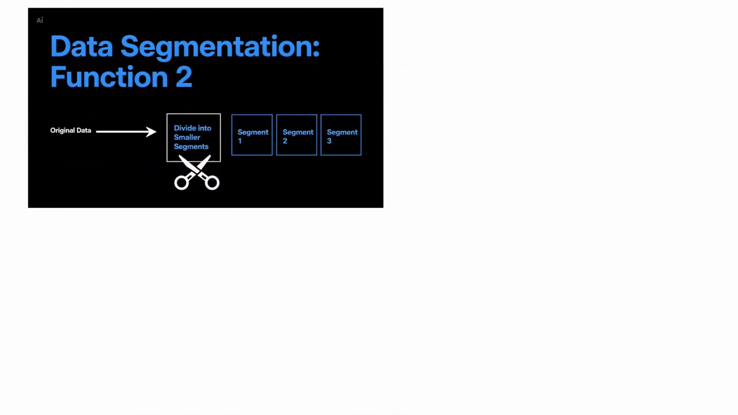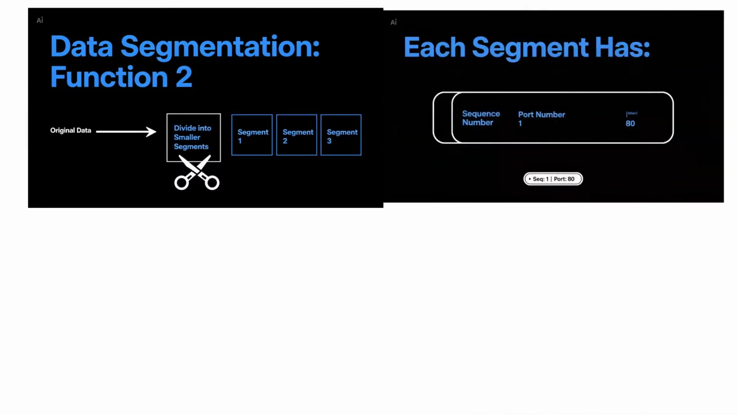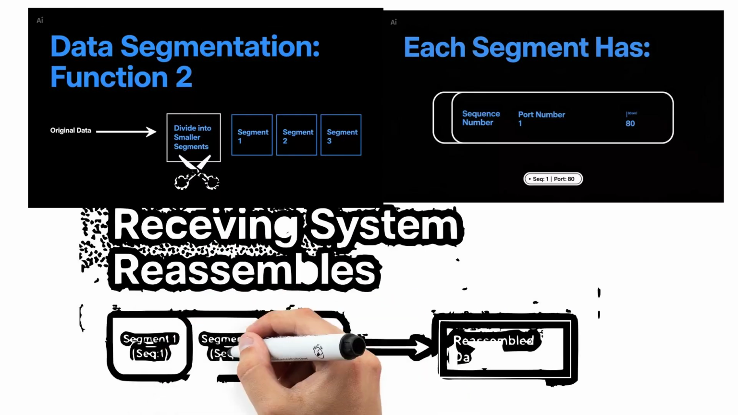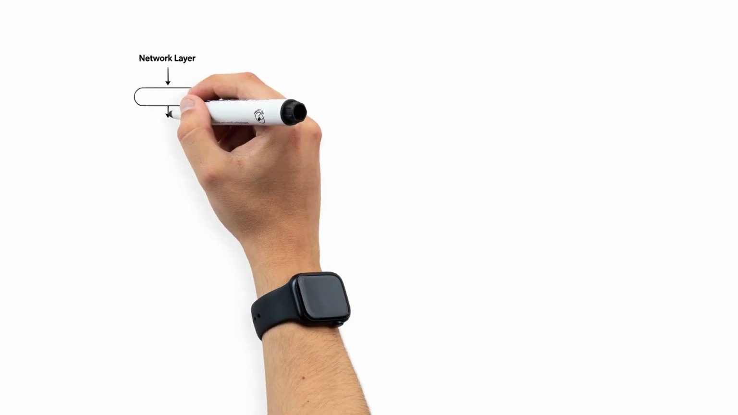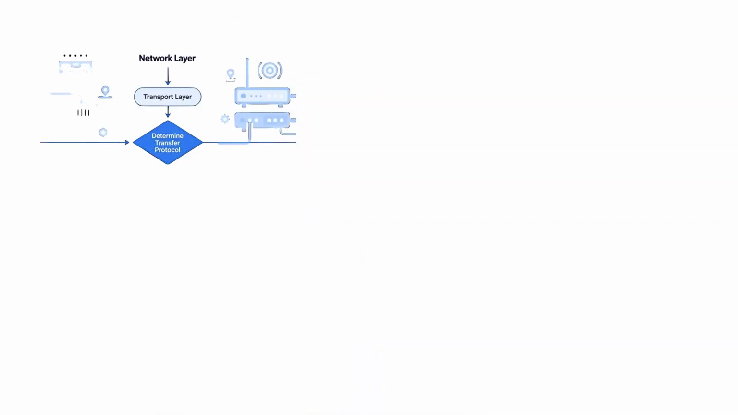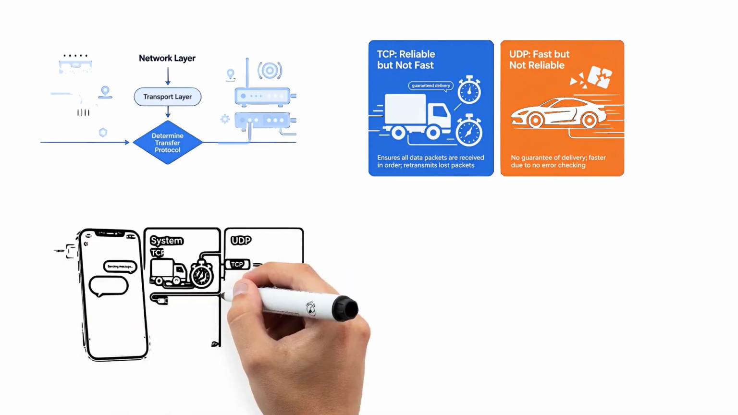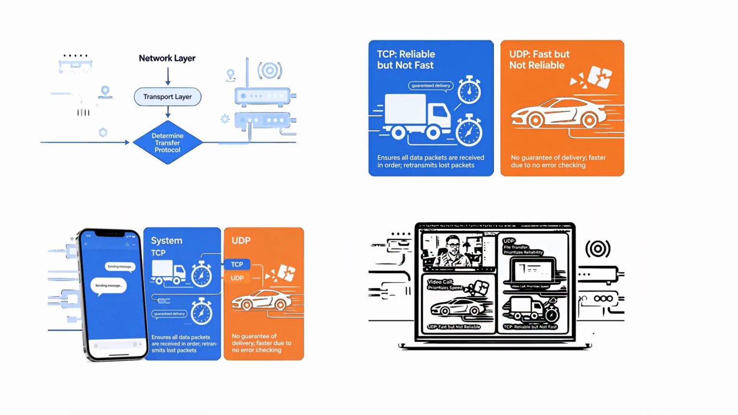Function number 2 of this layer is data segmentation. It divides the data into smaller segments. Each segment has a sequence number so the receiving system can put them back in the correct order, and a port number to direct the data to the correct application or service running on the destination device. The final function of the transport layer is to determine the transfer protocol, either TCP or UDP. TCP is reliable but slower, while UDP is fast but unreliable.